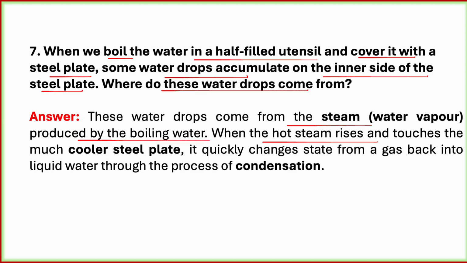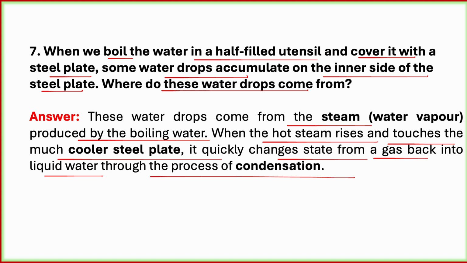When the hot steam rises and touches a much cooler steel plate, it quickly changes state from a gas back into liquid water through the process of condensation. When we heat water, it changes into water vapor. This vapor is very hot and light, so it rises up. When this water vapor touches the steel plate, which is cooler, it cools down and changes back into water drops. These drops are the ones you see on the inner side of the plate.